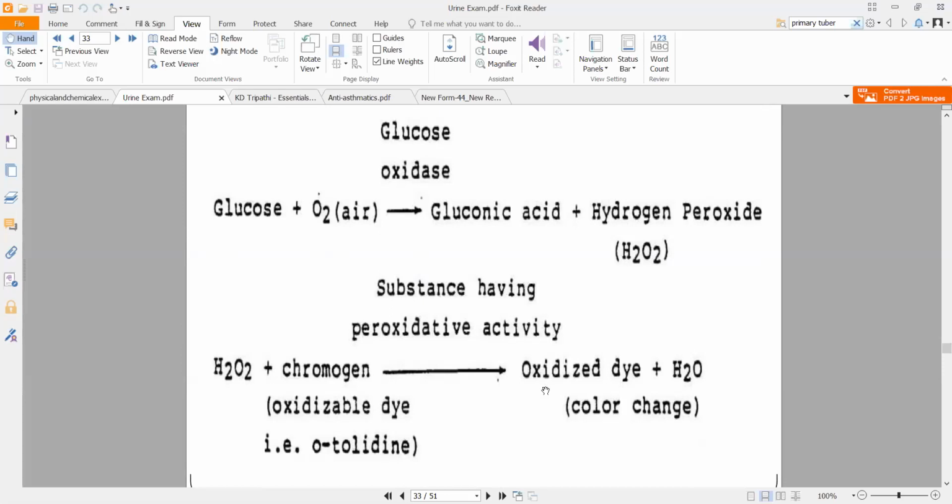Okay. So that is the interpretation. If I'm getting a change in color, that will indicate that the patient's urine has glucose. Now, based on the intensity of color, you can gauge how much glucose is present.